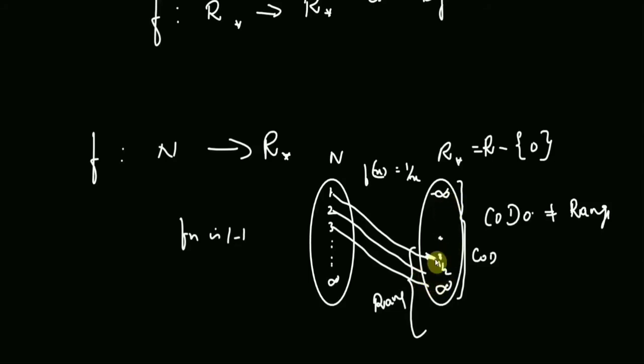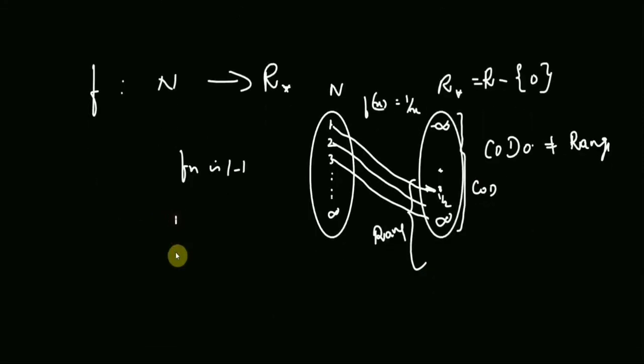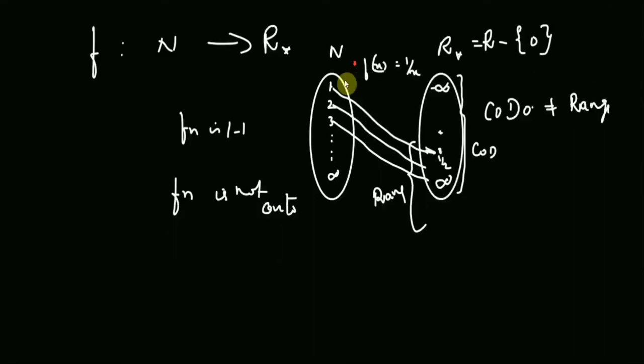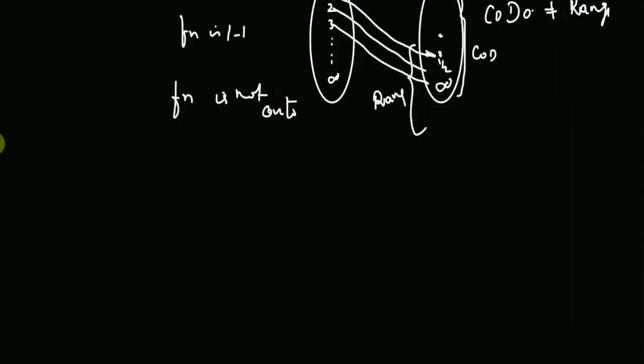Not only these, in between 0 and 1 and a half, so many numbers are there. For 3 by 4, the reciprocal 4 by 3 is not there. These negative numbers and also the real numbers in between are all left out. That is very clear. Codomain is not equal to range. So the function is not onto. It is 1-to-1. You can easily say it is 1-to-1.